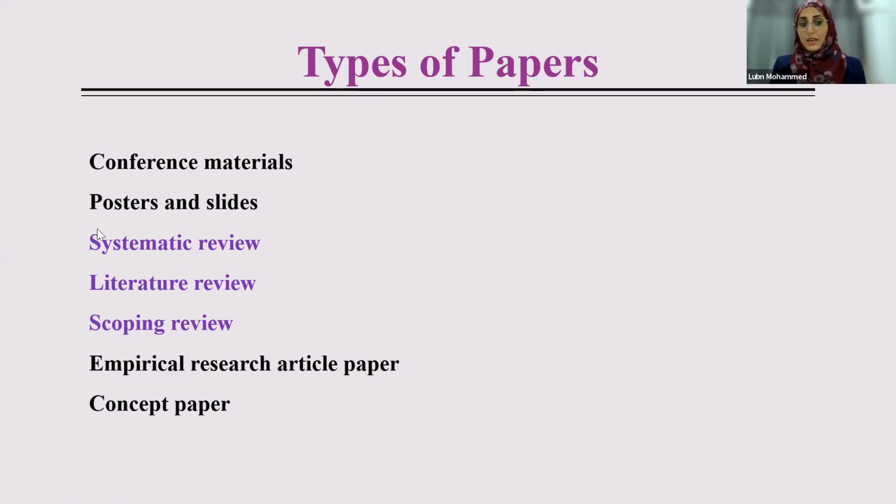What I'm focusing on here are the literature review papers that fall under systematic review, scoping review, literature review. That means all about reviewing the literature with some differences. Empirical research article, this is the research article where we have collected data, primary data, analyzed the data, and we got our results. That's called empirical research, empirical articles.